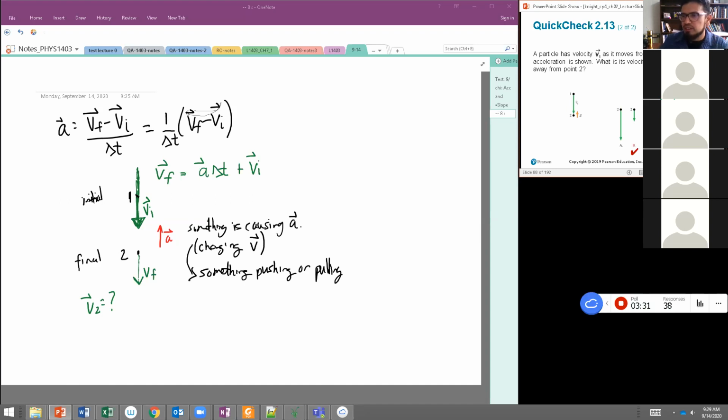So answer B is the correct answer, where your arrow just gets a little shorter. And in the other options, you actually have it going in the opposite direction. And in the first one, there's an increase in the velocity. Okay?